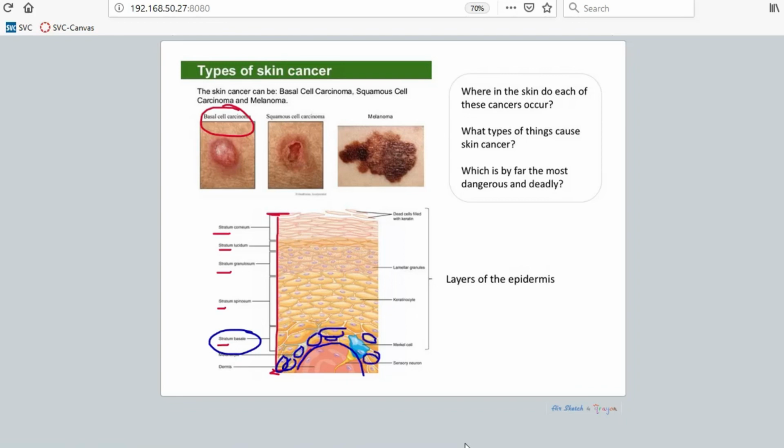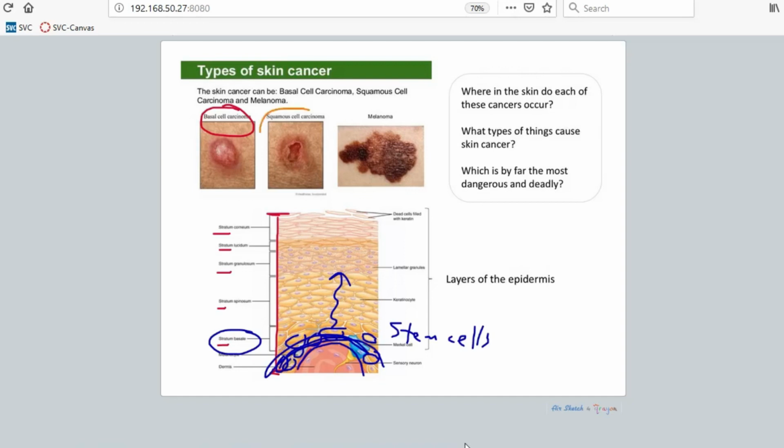And what do you know about these cells down there? A lot of stem cells. These are the cells that are proliferating and pushing the cells upward. Okay, but because they divide so quickly, there's a lot of chance for mutation. There's a lot of chance for genetic error. And so basal cell carcinoma affects these cells down here, these keratinocytes in the basal layer.